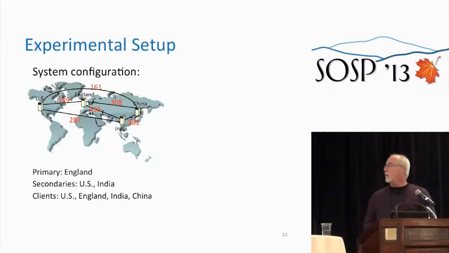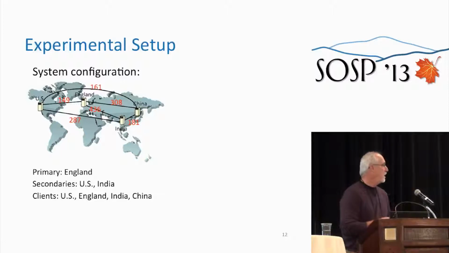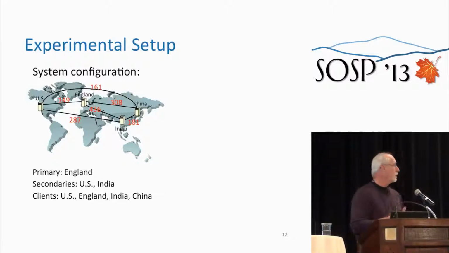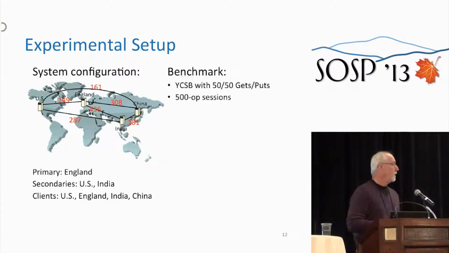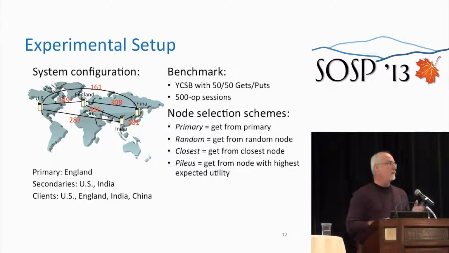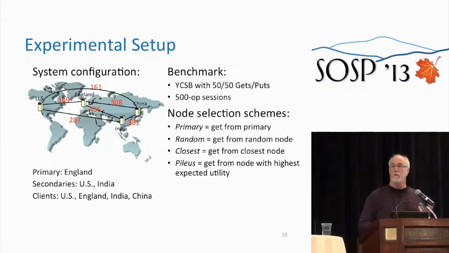Okay, so how well does this work in practice? We did a bunch of experiments. They're reported in the paper. I'll tell you a couple of them. First, our system configuration that we use for all of these experiments is the one that I've talked about before. A primary data center in England, secondary data centers in the US and in India, and we have clients running in those same 3 data centers as well as a client running in China. We use the YCSB benchmark, and we compare Pileus to 3 alternative simpler schemes for node selection.